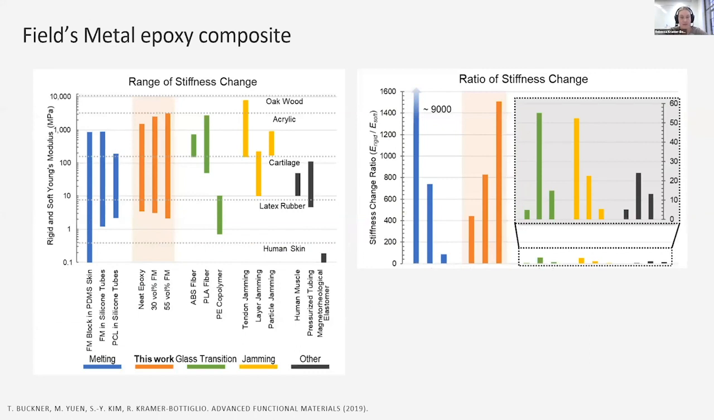So putting this into context with other variable stiffness work, we can see that the Fields metal epoxy composite performs pretty well. We compared it to purely melting materials, which perform similarly but need to be enclosed, and also to thermoplastics such as ABS and PLA, and to jamming technologies such as particle and layer jamming, and to human muscle. You can see that the stiffness range of the Fields metal epoxy outperforms most of these other materials and technologies. Its stiffness ranges from softer than latex rubber, noted by this dashed line right here, to about as hard as acrylic, as noted here, which is about a 3 order of magnitude stiffness range. On the right, you can see the same data plotted another way, just showing the ratio of stiffness change, which displays the same comparisons.